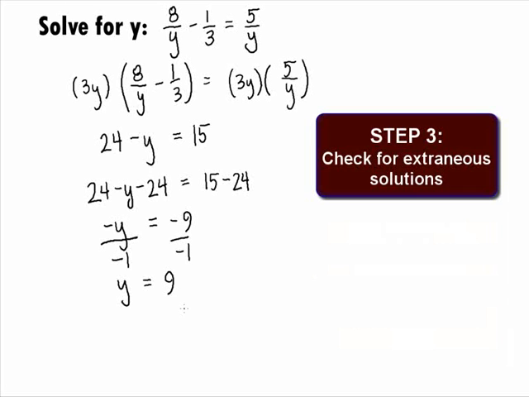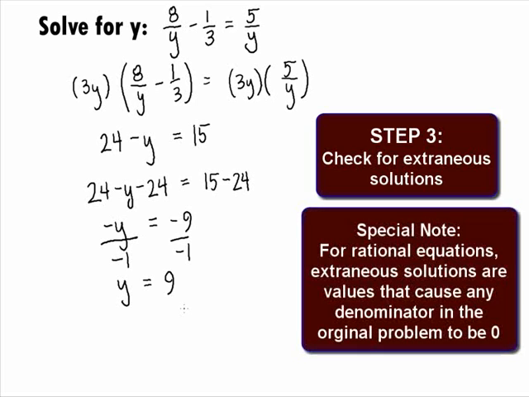In step 3, we want to check for extraneous solutions. For rational equations, extraneous solutions are values that cause any denominator in the original problem to be 0. Of course, when we have 0 in the denominator, we have an expression that is undefined, so we would have to throw out any values that would cause the denominator to be 0.